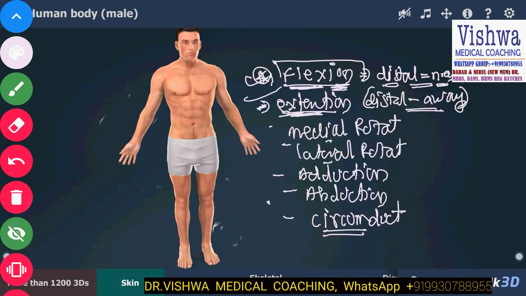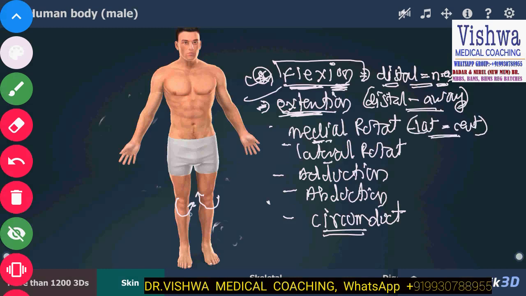So what is medial and lateral rotation? Now the leg, if it is rotated towards the center, it can be like this. It is called the medial rotation. That means the lateral part of the body comes towards the center.